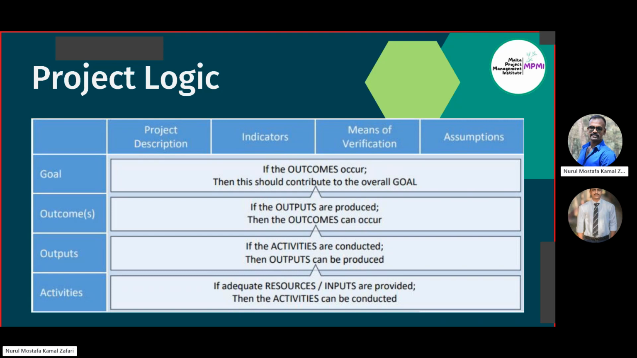What is the logical framework, or log frame? The log frame is a 4x4 diagram. It has two logics, vertical logics and horizontal logics. The vertical logics are activities, outputs, outcomes, and goals. And the horizontal logics are project description or the statement, indicators, means of verification, and assumptions.